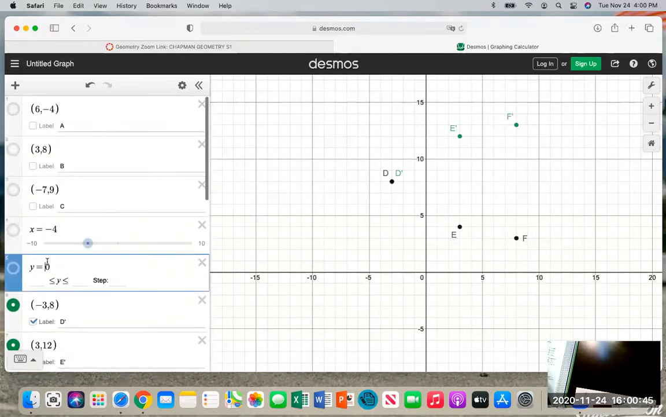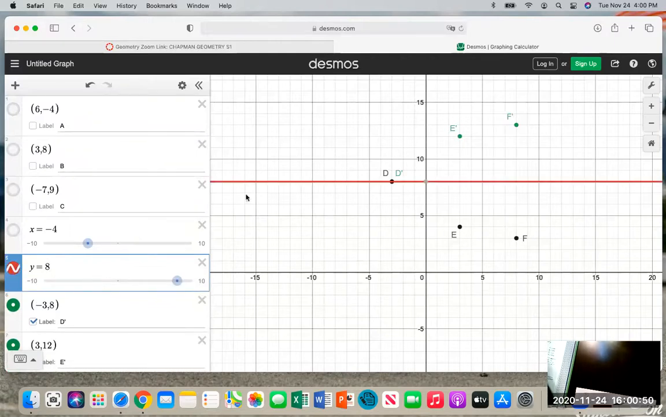Let's go back up here and we'll mark that here, Y equals 8. And then take a look. Once we shifted all of those pre-image points, those black points, 2 units to the right, and then reflect across this line, E is 1, 2, 3, 4 units away. So E prime is 4 units away. F is 1, 2, 3, 4, 5 units away. So F prime is 5 units away. Since D is right on that line of reflection, D prime is also going to be right on top of that line of reflection. Okay?